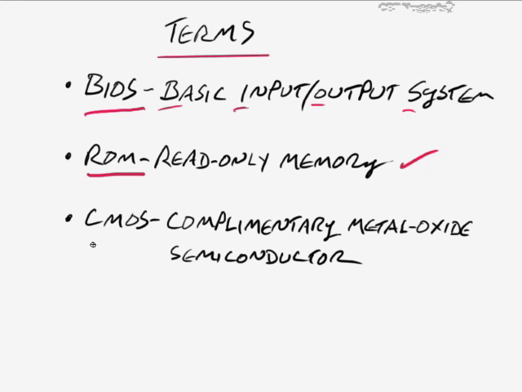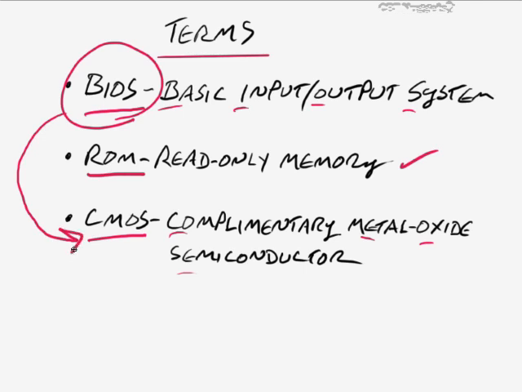Then we also will have something, another term you might have heard periodically, called the CMOS. This stands for Complementary Metal Oxide Semiconductor, another acronym. And basically this is where you make changes in the BIOS settings. They get stored into the CMOS so that you can retain those settings that you've made from one boot to the next, and even after a power off.